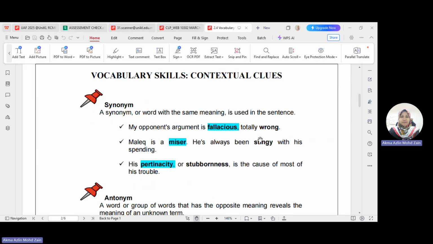Next is the synonym clue. The synonym clue gives you a word with the same meaning. In BM, we have the same term, that is synonym. For example, my opponent's argument is fallacious, comma, totally wrong. You can see that comma there. The phrase totally wrong is a synonym of fallacious. So again, we do not need to search for the word in the dictionary, because we already understand the meaning from the clue.